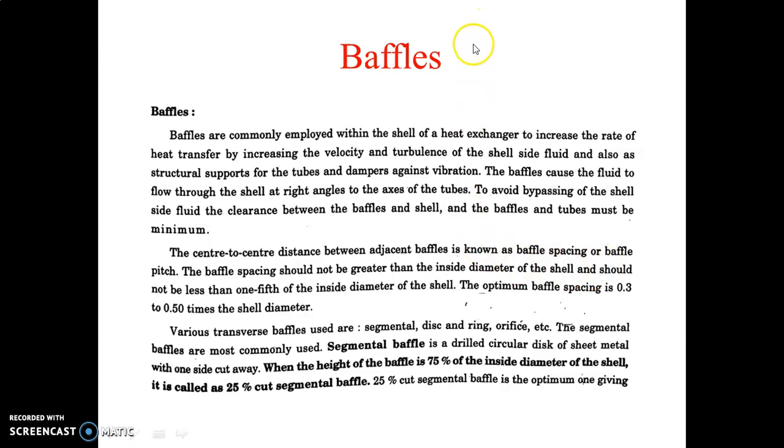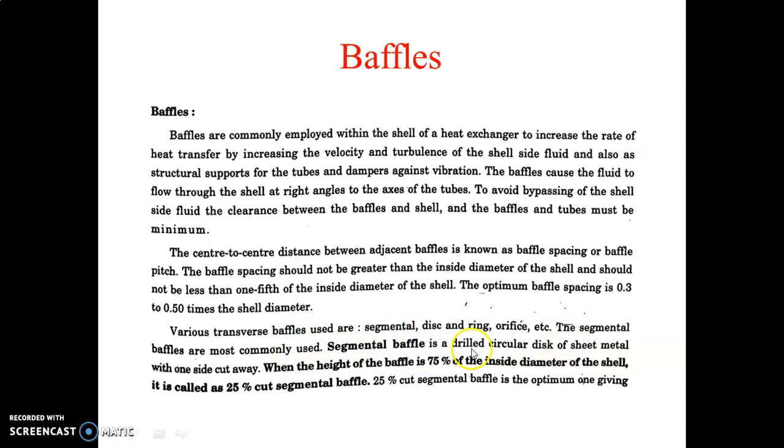Suppose you place a baffle here and another baffle here, then the distance between these two is called the baffle spacing, and the minimum baffle spacing is 0.3 to 0.5 times the shell diameter. That means you take the shell diameter, multiply by 0.3, and keep that spacing between the two baffles. And what are the types of baffles? There are 3 types: segmental, disc and ring baffle, and orifice. But generally segmental baffles are most commonly used in shell and tube heat exchangers.